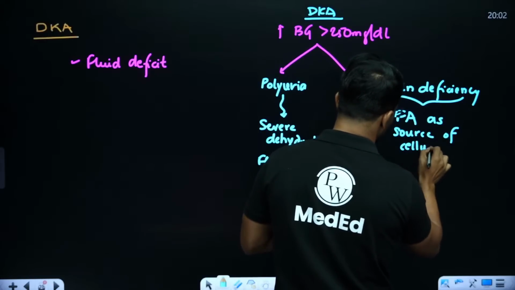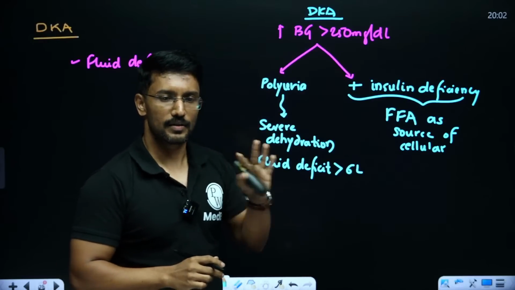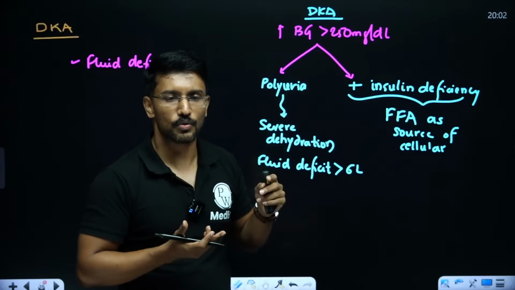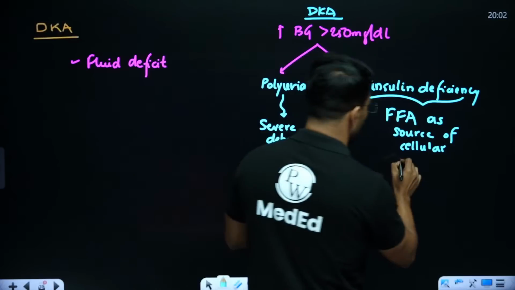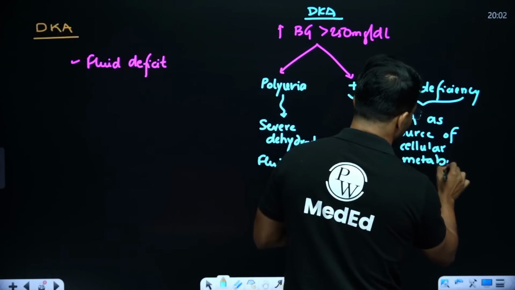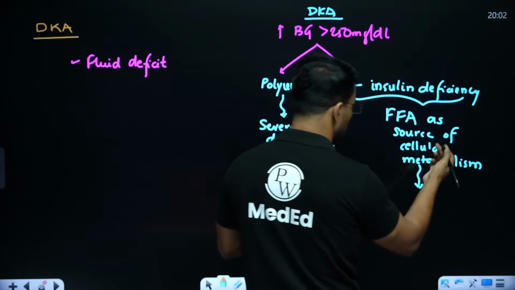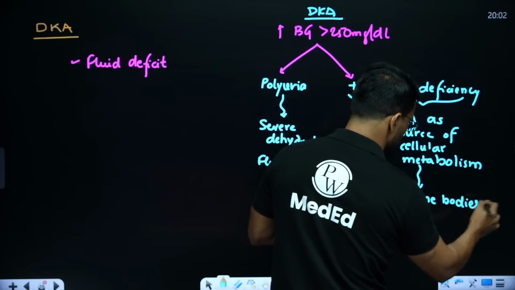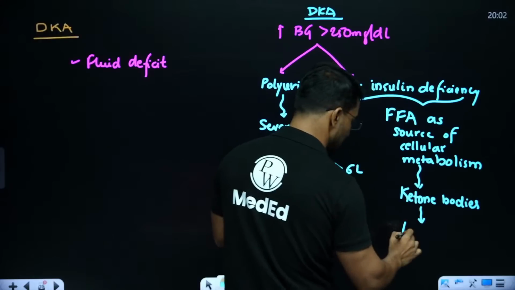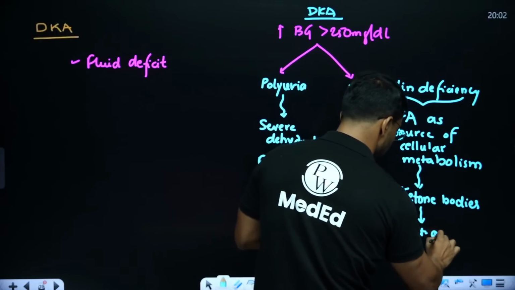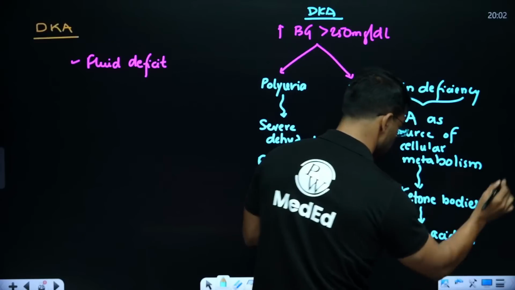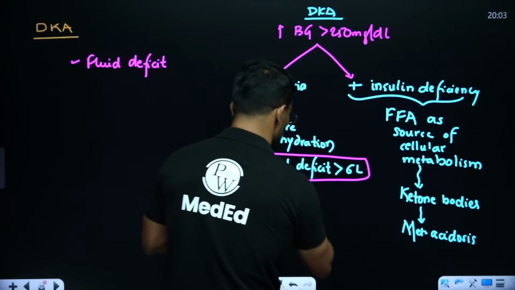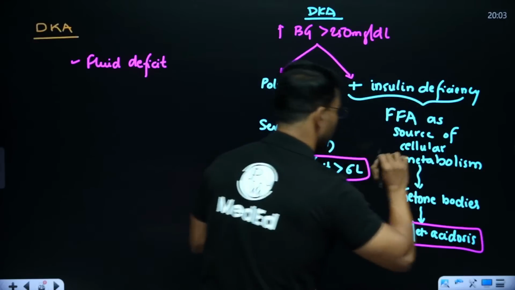Now what do I mean by that? Insulin is required for glucose to enter the cell. So when we have insulin deficiency, cells are not able to use this glucose. Your blood glucose level is high, but your cells are not able to use it. So they have to rely on free fatty acids for cellular metabolism or energy, and as a byproduct of free fatty acid metabolism we will have generation of ketone bodies. These ketone bodies are acidic in nature, so they cause metabolic acidosis. So there are two major problems that I encounter in DKA: one, fluid deficit; second, metabolic acidosis.